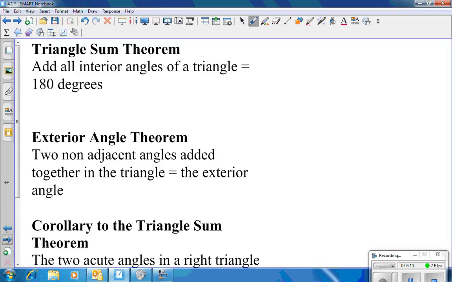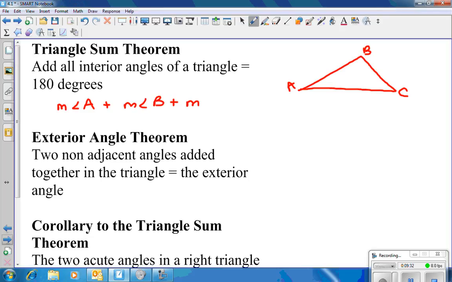All right. The triangle sum theorem: you add up all the angles, you're going to get 180 degrees. So if I gave you just a picture, whatever those are, the measure of angle A plus the measure of angle B plus the measure of angle C, it's always going to equal 180 degrees on any type of triangle.